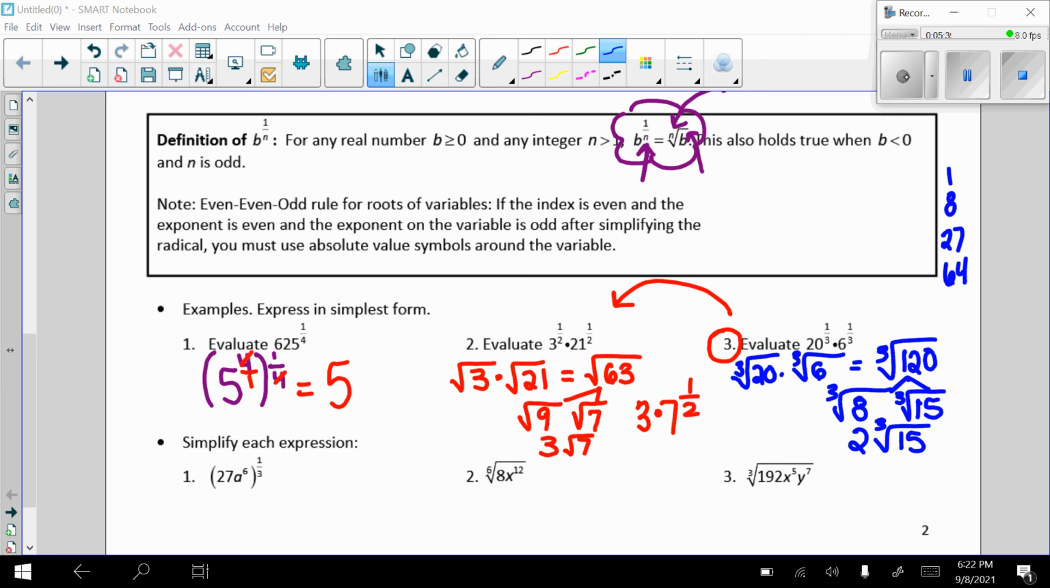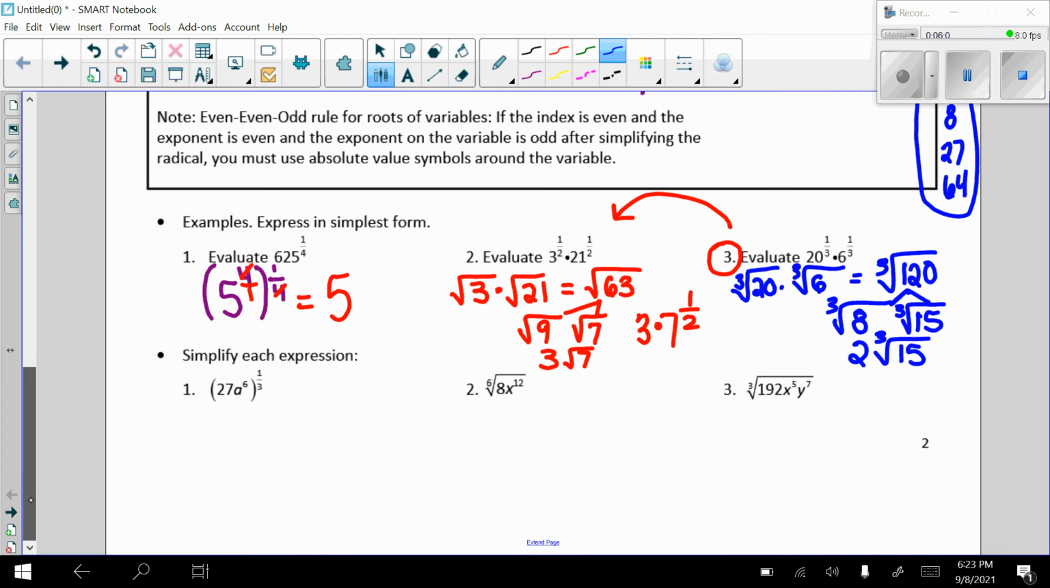Okay, so take a look and let's see how you did. Okay, we turned these into cubed roots, and then because they were both cubed roots, we were able to multiply them and make it a cubed root of 120. And then, of course, we have to think about our cubes list, not our perfect square list, and break that down.